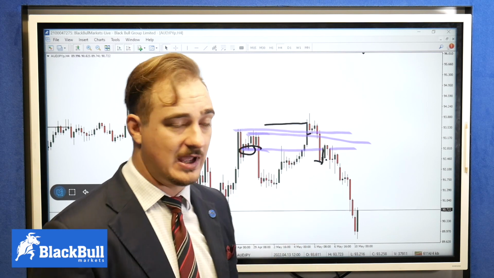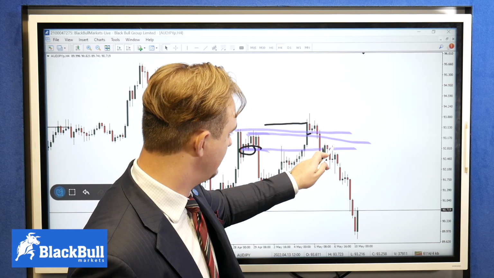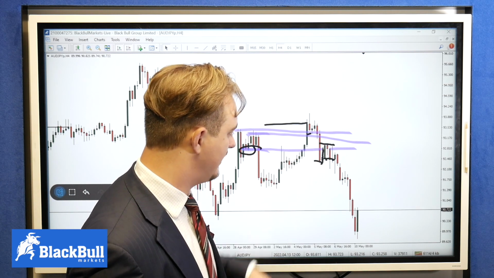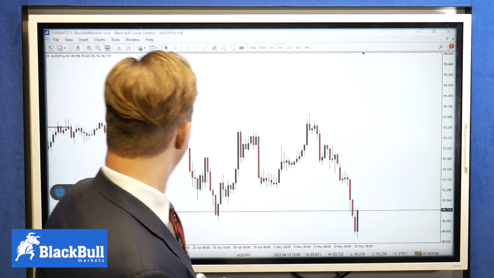Now if you weren't comfortable with that one to take the trade, the very next one created a very big wick, massive wick, rejected back into the zone and closed back down here again. And there's your first entry. Okay, so there's your entry.